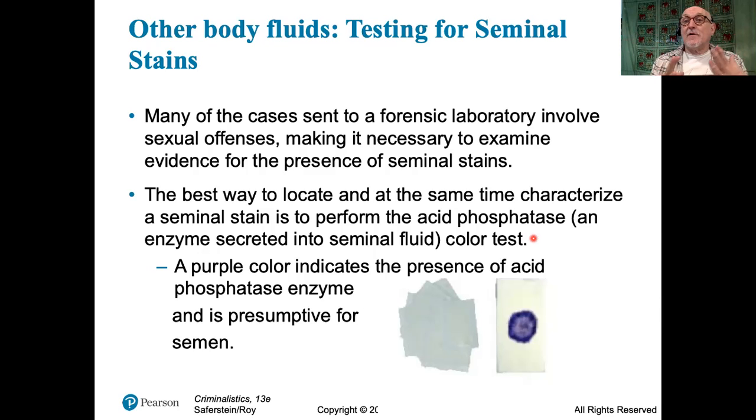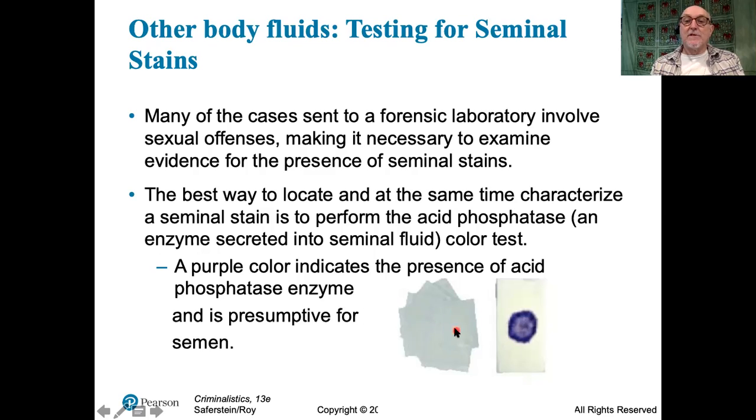So the first thing to do is to determine, is this in fact semen or not? And the classic test is to test for an enzyme which is present in high quantities in semen. It's produced by the seminal vesicles, and it's called acid phosphatase. And you test for acid phosphatase with a simple acid phosphatase test, and it produces this distinctive blue coloring.